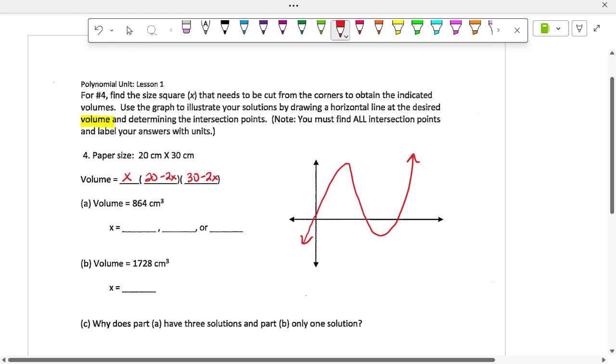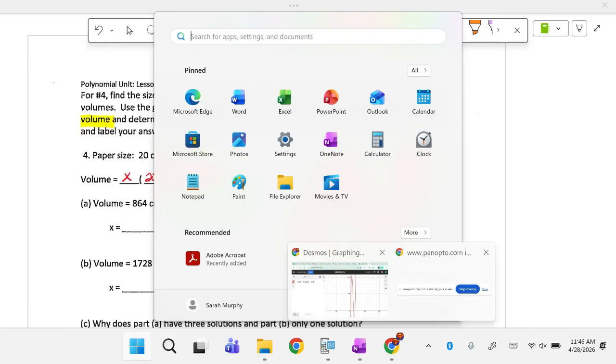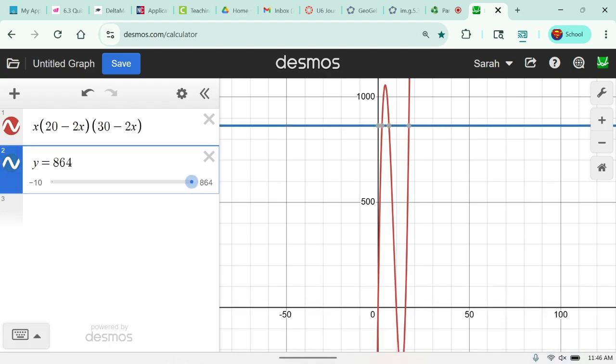Now, our max volume is definitely not 864. But they want to know what the dimensions would be when it's at 864. So, remember, volume is represented by what value on the graph, X or Y? Y. So we're going to type into Desmos Y equals 864 and find the points of intersection. So Y equals 864, and we have 3 different points of intersection, here, here, and here.